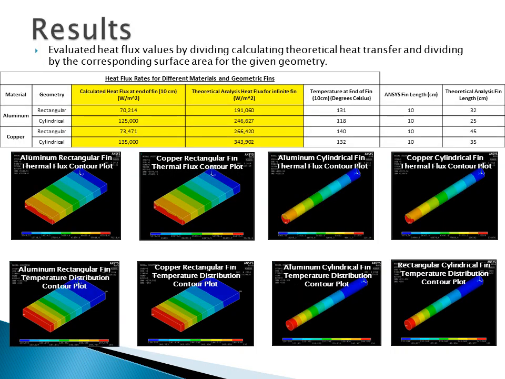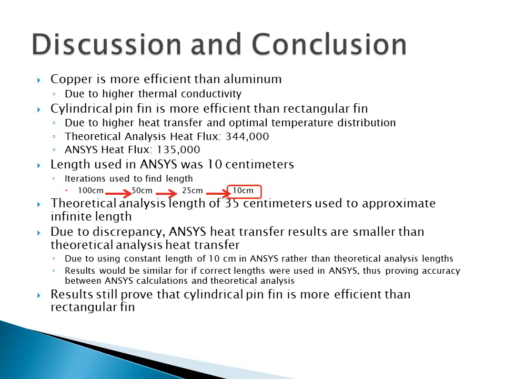Our results evaluate heat flux values by calculating theoretical heat transfer and dividing by the corresponding surface area for the given geometry. Our result and the plot are shown below. We found that copper is more efficient than aluminum due to its higher thermal conductivity, and that a cylindrical pin fin is more efficient than a rectangular fin due to its higher heat transfer and optimal temperature distribution.